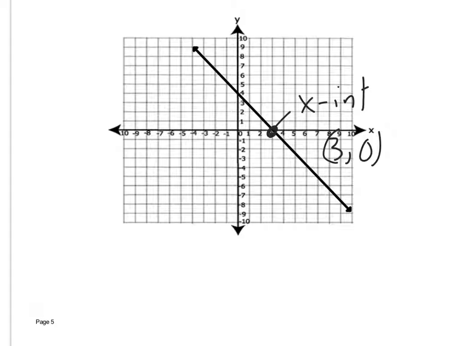Notice, like I just said, for x-intercepts, the y is equal to 0. Then if you want to find the y-intercept, you look for where it crosses the y-axis. Here is where it crosses the y-axis, so that is the y-intercept. Notice its ordered pair. It's at 0, 4.